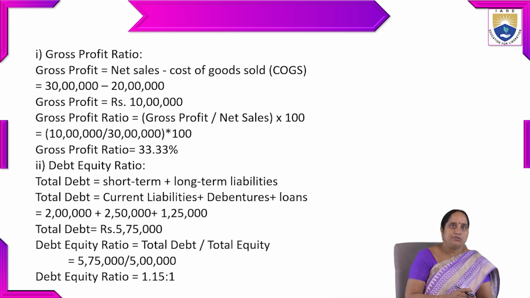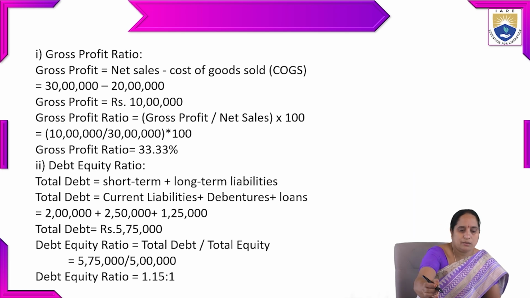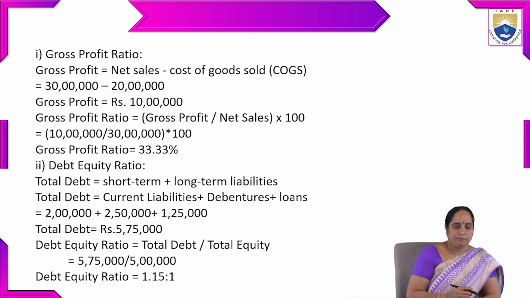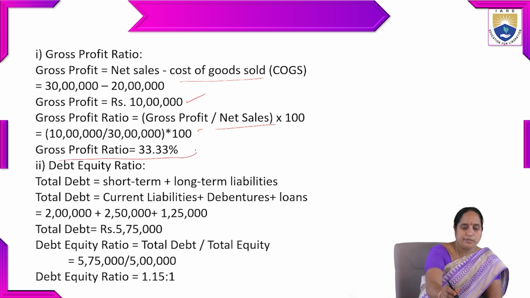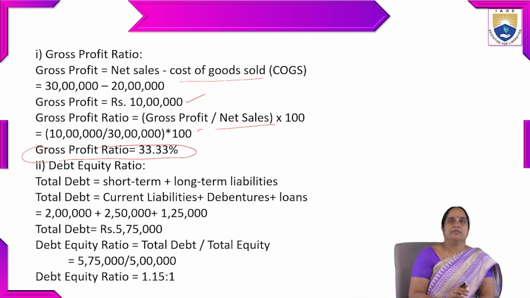So gross profit ratio can be computed by using the formula gross profit by net sales into 100. So if you want to know the gross profit, it is the difference between net sales minus cost of goods sold. So net sales given in the problem 30 lakhs minus 20 lakhs, gross profit is 10 lakhs. And we know the net sales, 10 lakhs divided by 30 lakhs into 100. So the gross profit ratio is 33.33%.